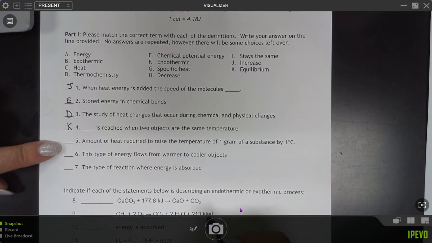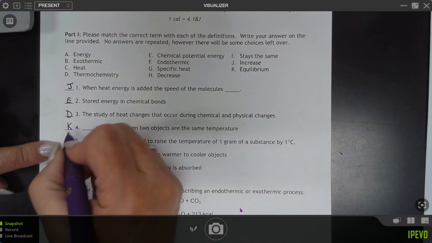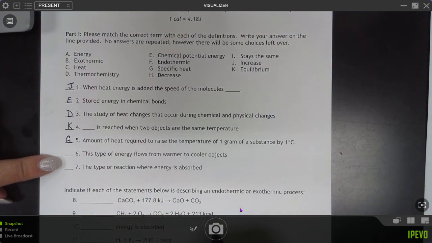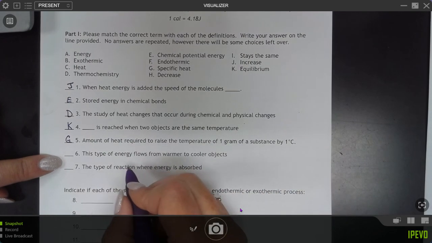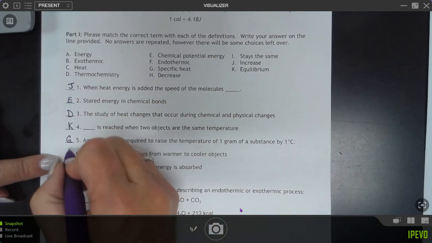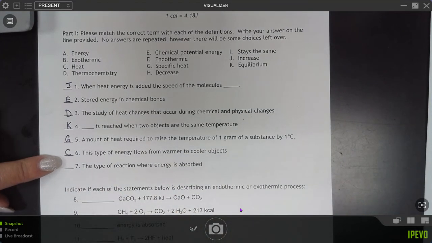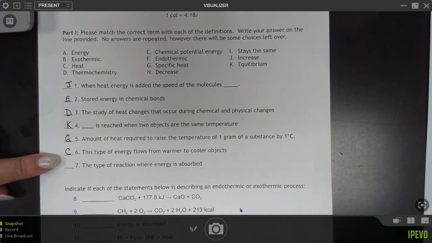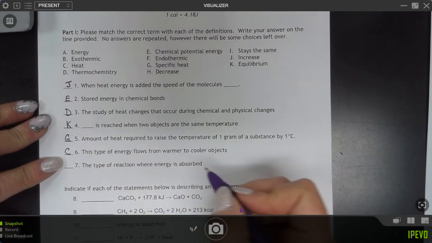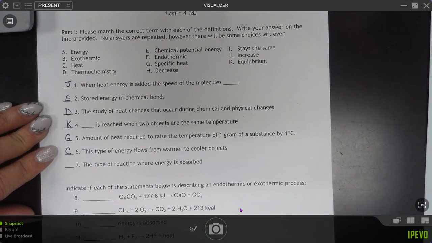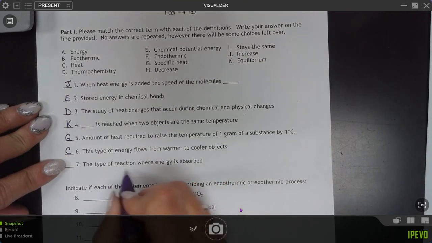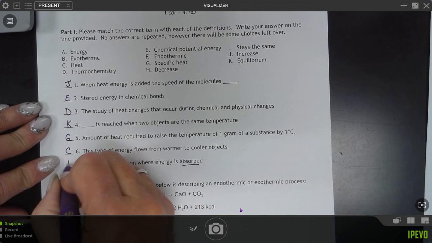The amount of heat required to raise the temperature of 1 gram of substance by 1 degree Celsius is specific heat. The type of energy that flows from warmer to cooler objects. Some of you put exo or endothermic for this answer. And basically, this kind of energy is heat. Heat always flows from warm to cold, okay? Endothermic is when energy is being absorbed by the system. Exothermic is when it's being released. So energy always flows from warmer to colder, whether it's going from the system to the surroundings or the surroundings to the system. And then finally, the type of reaction where energy is absorbed should be endothermic.